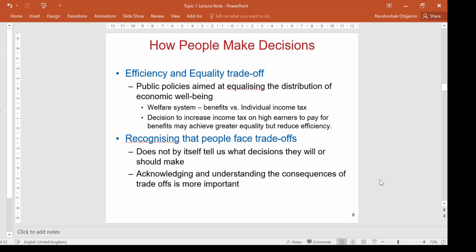So if you look at it, in order to achieve this welfare equality or improve the well-being of the poorer section of the society, the government taxes the hard-working high earners more. This creates an imbalance between efficiency and equality. The decision to increase income tax on high earners to pay for the benefits may achieve greater equality but reduce efficiency. In other words, it may be good to pump money into this sort of poorer society so that they can have similar living standards as others who earn and work, but then the others who earn and work will see this as an off-putting situation, a disincentivizing situation, I should say.